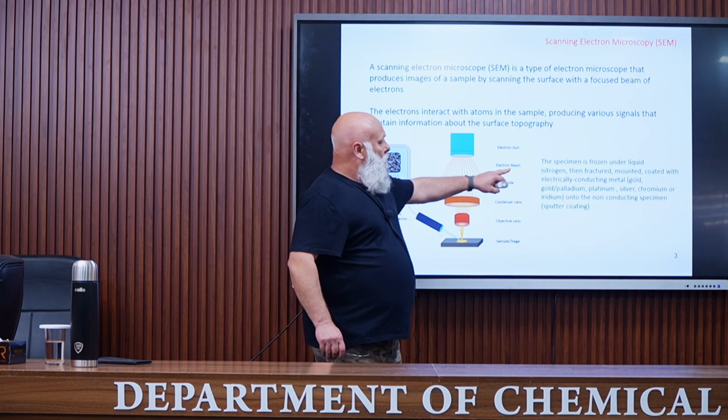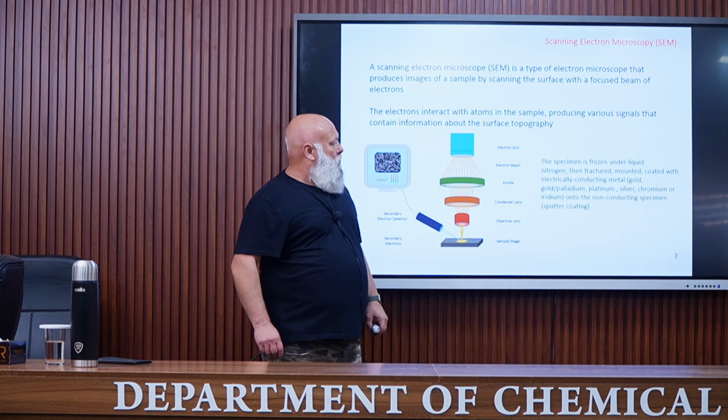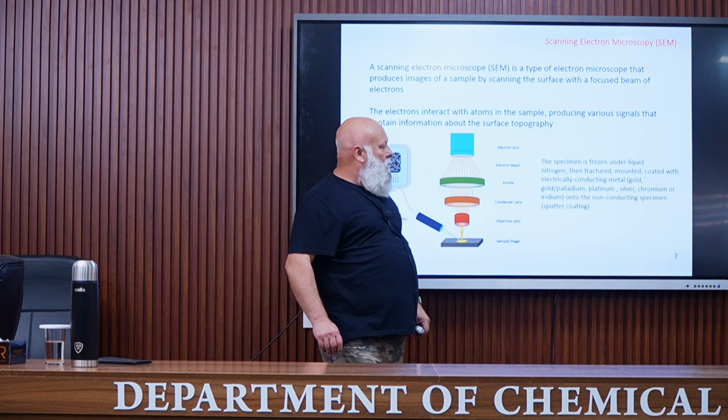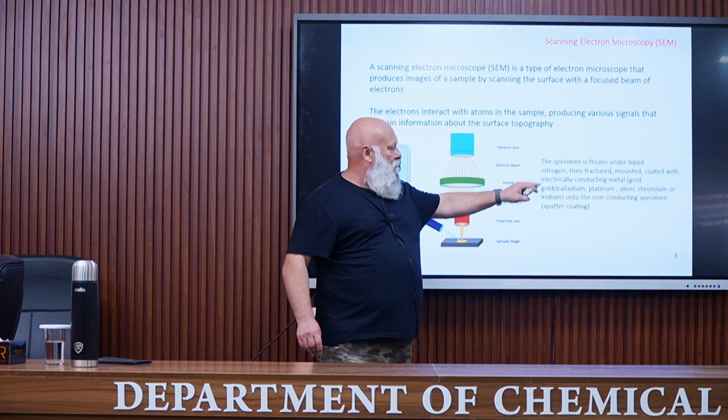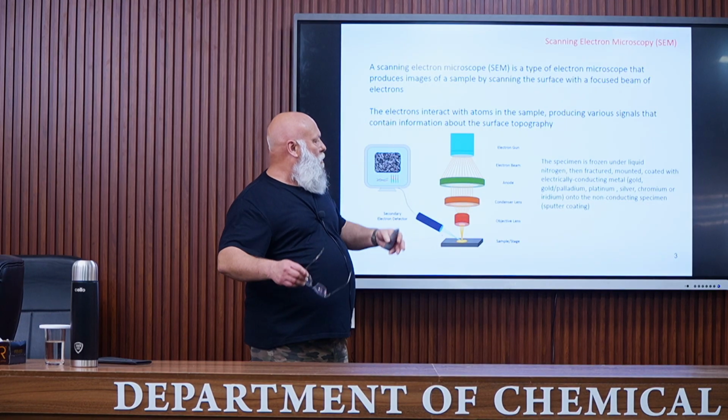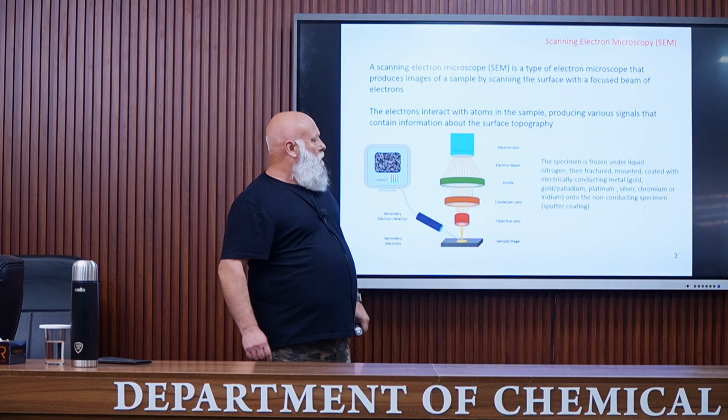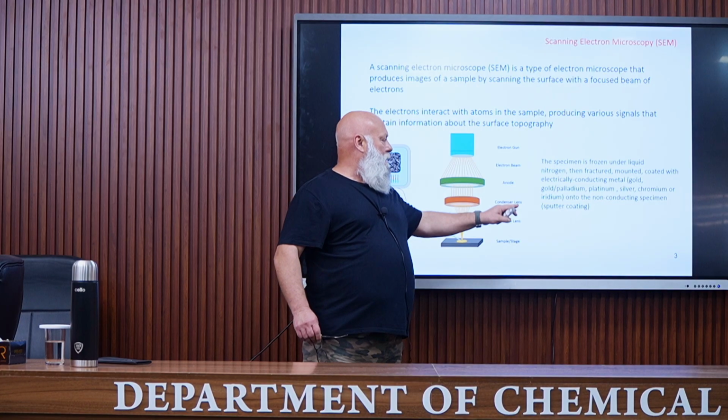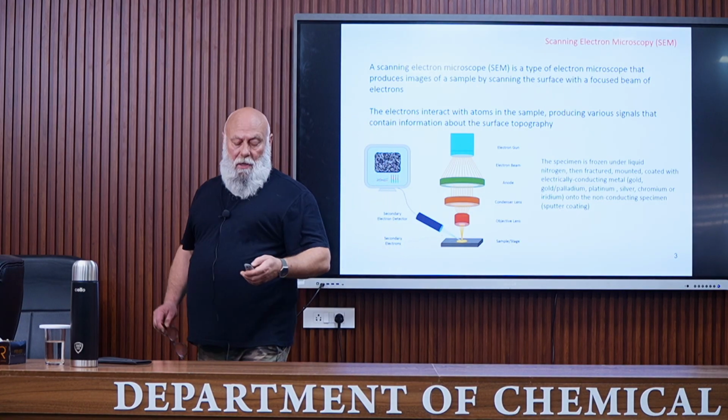Then after fracture, the sample is mounted. It is coated with an electrically conducting metal, so it can be gold, palladium, silver, chromium, or something else, onto the non-conducting specimen, which is called sputter coating.